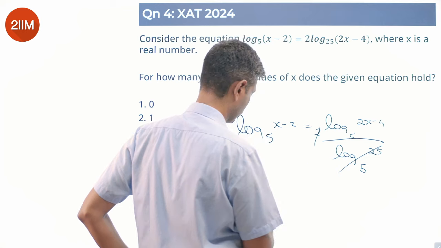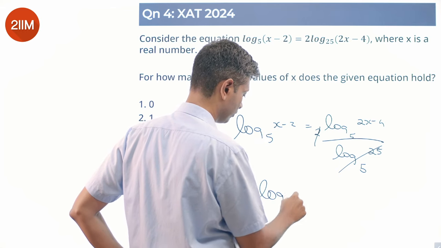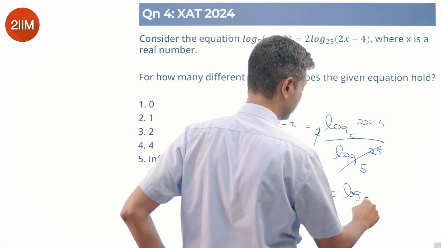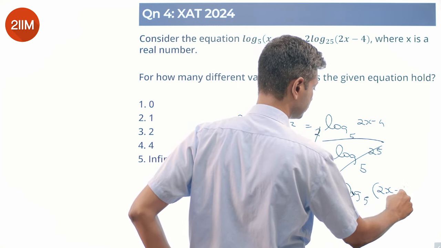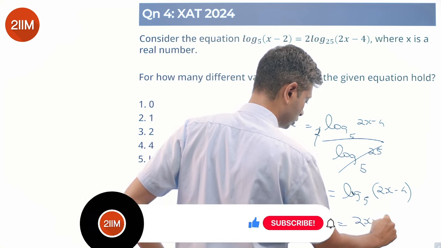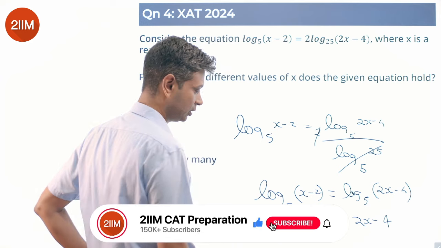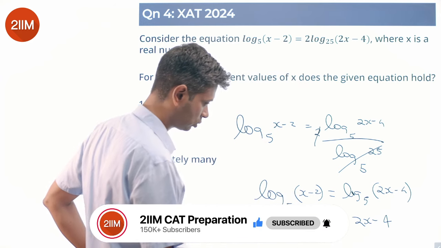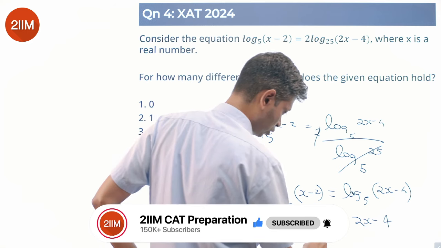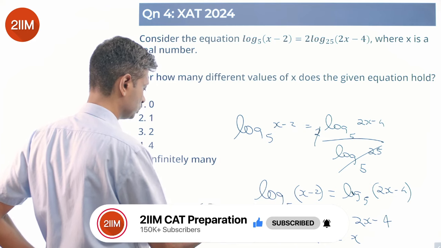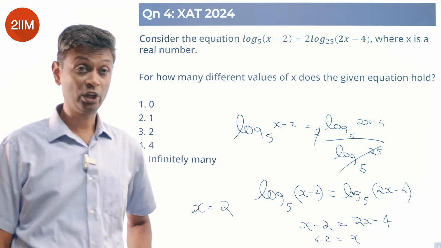This will get cancelled. So log to the base 5 of x minus 2 equals log to the base 5 of 2x minus 4. This gives us x minus 2 equals 2x minus 4. We bring this to this side. 4 minus 2 is equal to x, or x is equal to 2. It's the only value that works.